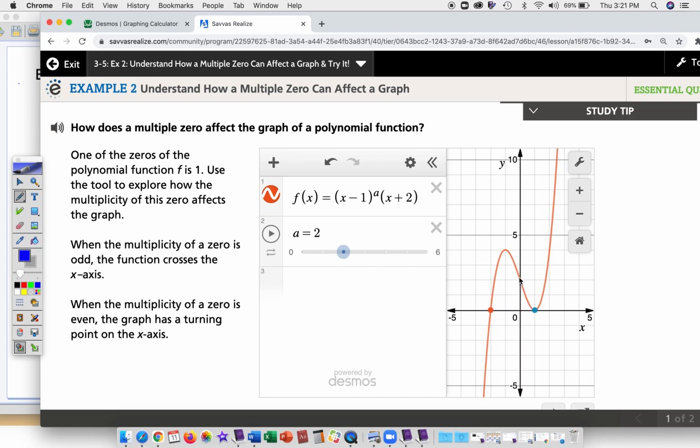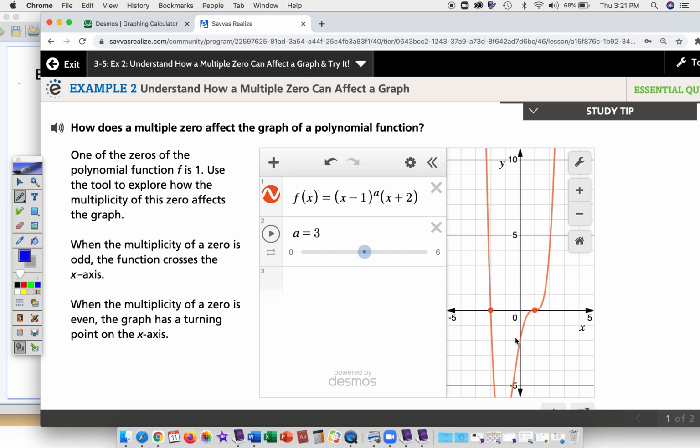Okay, when the multiplicity is 2, it has a turning point at the axis. Right? Kind of looks like a parabolic curve, right? And that's no coincidence. So when we change the multiplicity to 2, we get a turning point. Now watch what happens when I change it to 3.